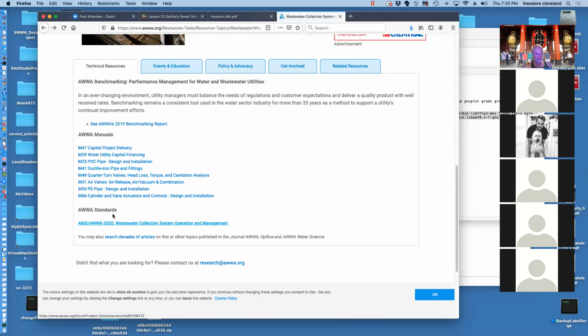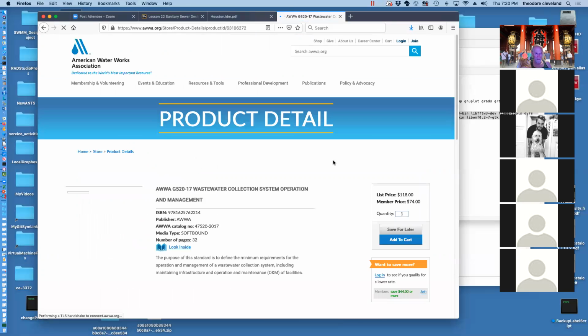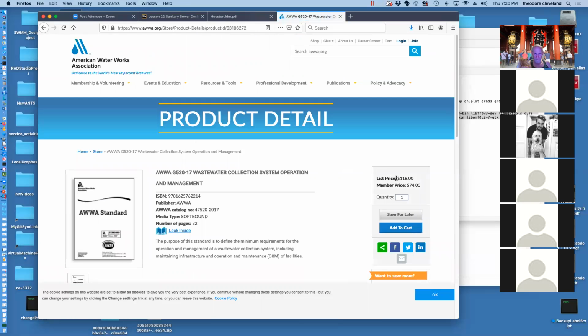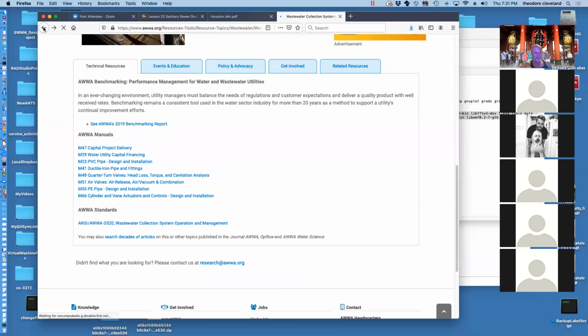And again, if you notice, the Texas code explicitly states AWWA standards and specifications are acceptable to the state of Texas. So that would be worth the $118 to be able to design and build your project in Texas.